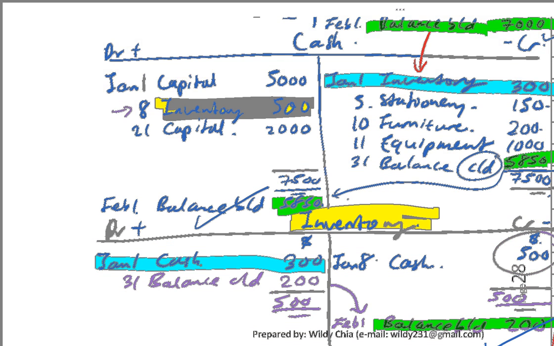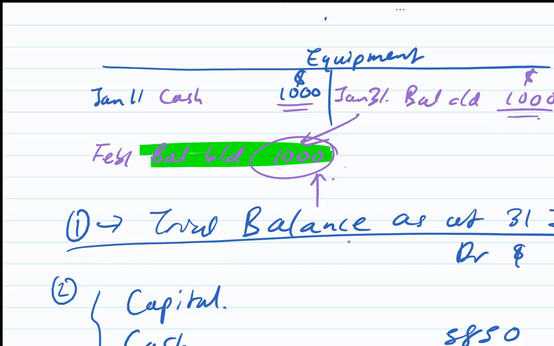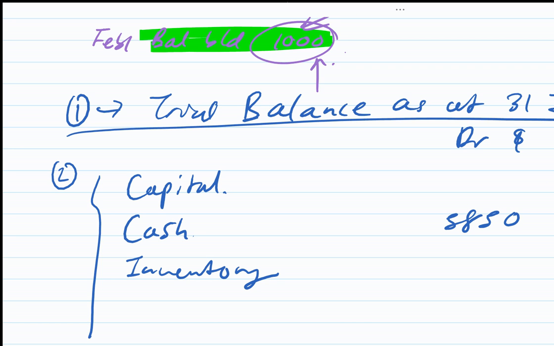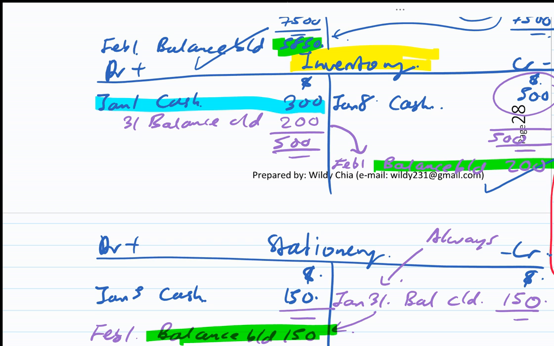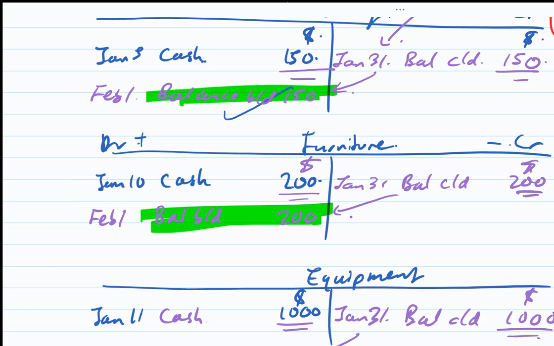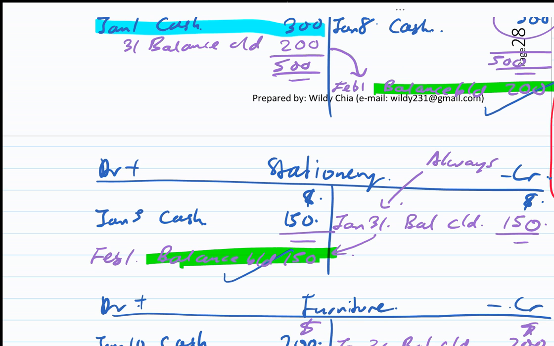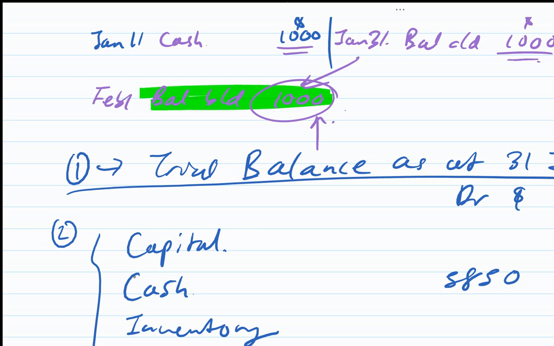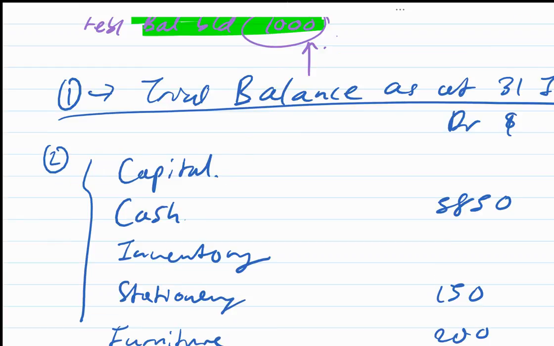Okay, let's fill up 200 here. Inventory. The inventory that you see here has 200, and the 200 is on the credit side. Easy, not too bad. Okay, next one. Stationery, how much? 150 on the debit. Stationery, 150. Not too difficult still. Next one is the furniture, 200. Anything else? Last of all is the equipment, which is 1,000.